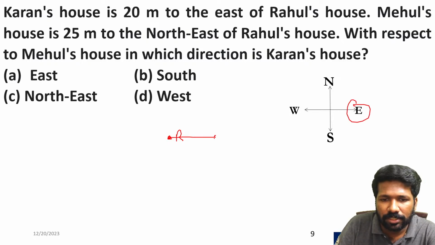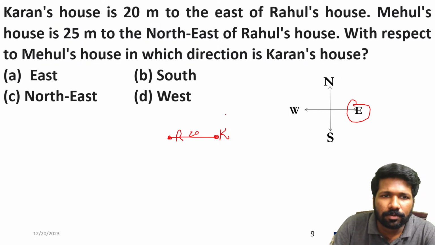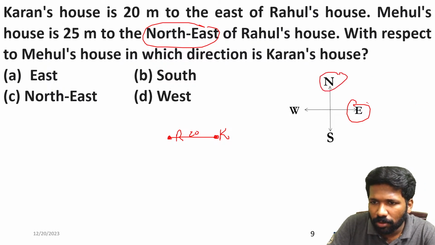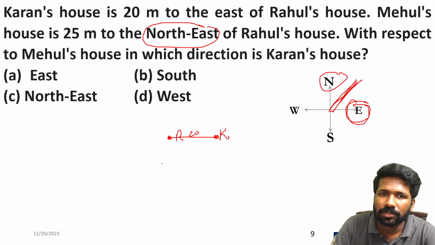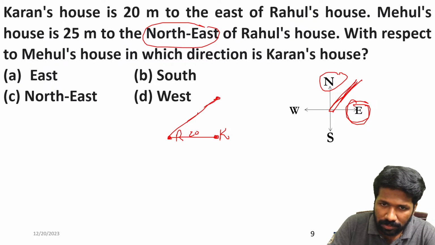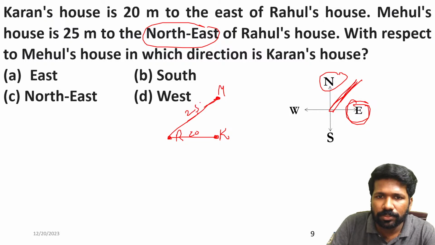So Karan's house is 20 meter to the east of Rahul's house, means Karan's house will be here, and 20 meter is the distance between them. Mehul's house is 25 meter to the northeast. This is what I told you, you should know all the 8 directions. Northeast means between north and east. This direction is northeast. So Mehul's house is somewhere here, 25 meter to the northeast. So this is 25 meter.